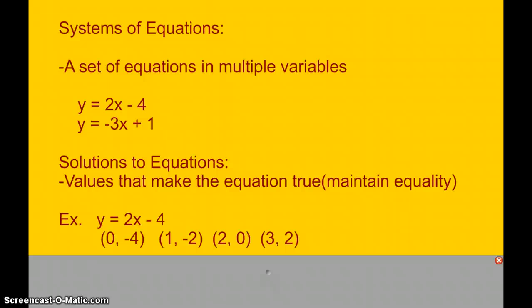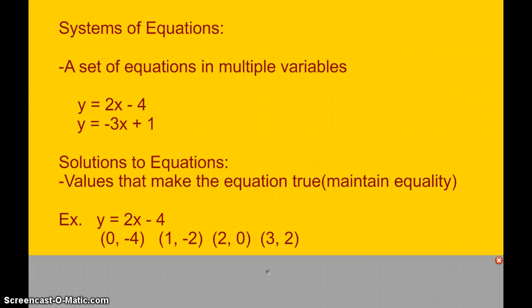And so as you look at our example here, y equals 2x minus 4, I plugged in some values for x and got some outputs for y. I plugged in 0 for x and got y equals negative 4. So that means the point 0, negative 4 represents one solution to that equation. There are an infinite number of solutions because I could plug in any x I wanted and get a y out.